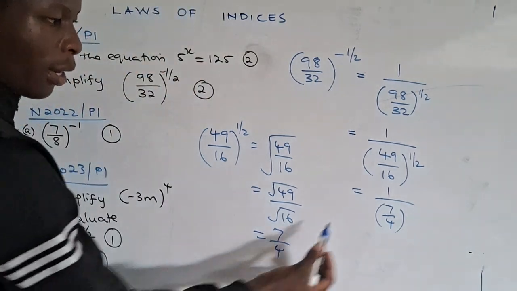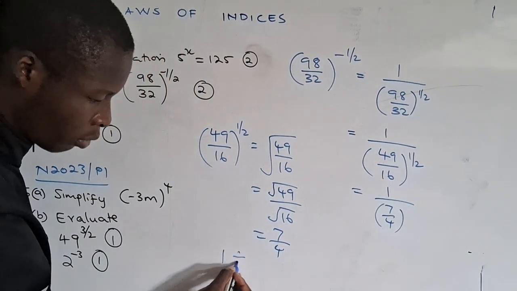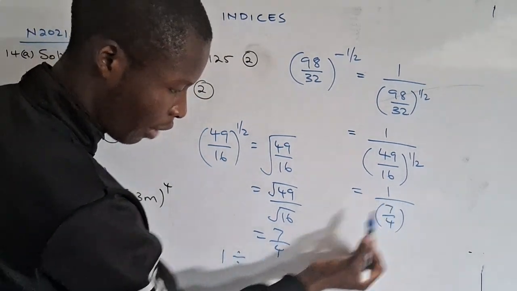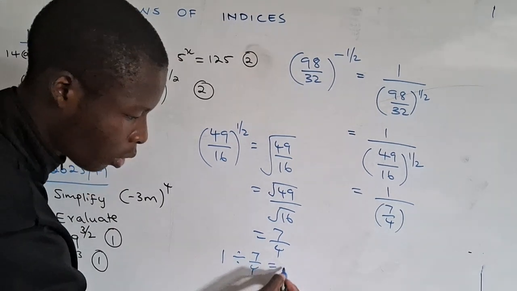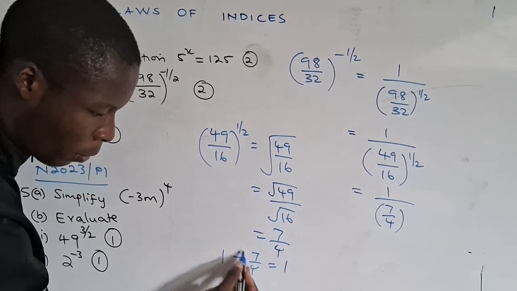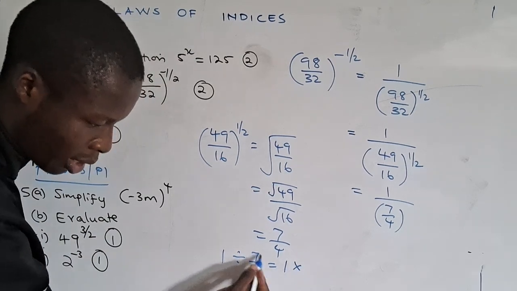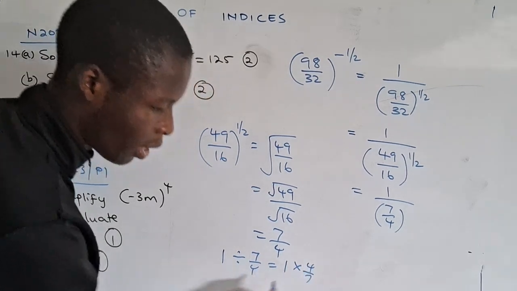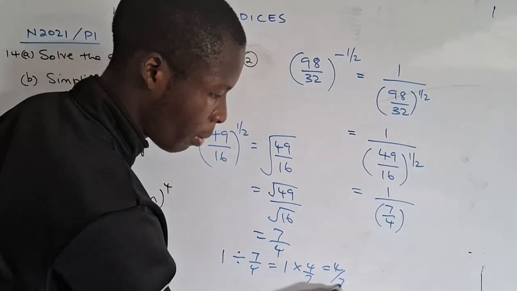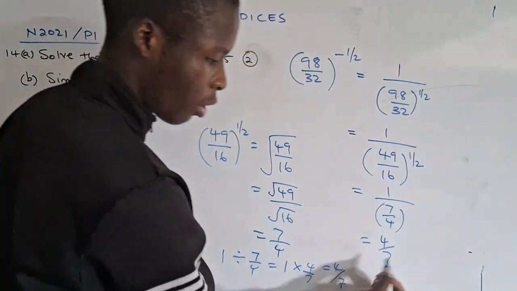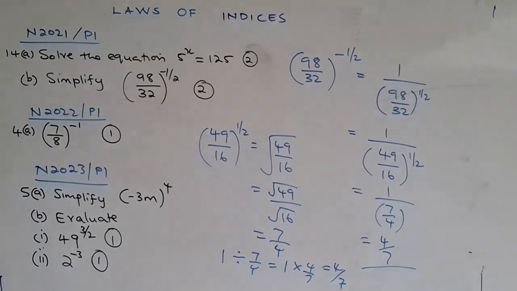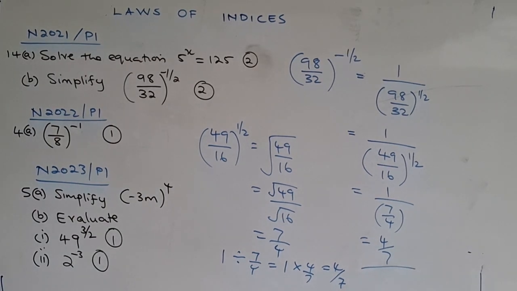Now you have 1 divided by 7 over 4. See, the moment you change this into a multiplication sign, you invert. This is 4 by 7. So the answer is 4 by 7. So if you solve this, the answer is 4 by 7. This is the final answer. Please take note of this.